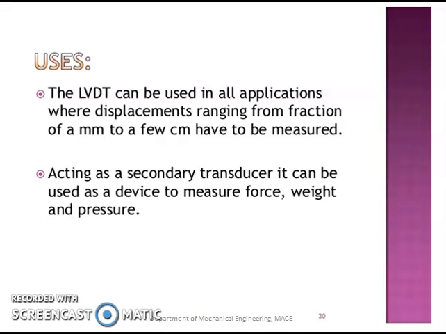So we have completed module 5, and in the next session onwards we'll start module 6. Module 6 also deals with measurements of various parameters. Thank you.